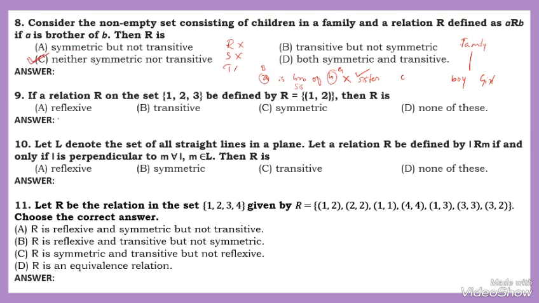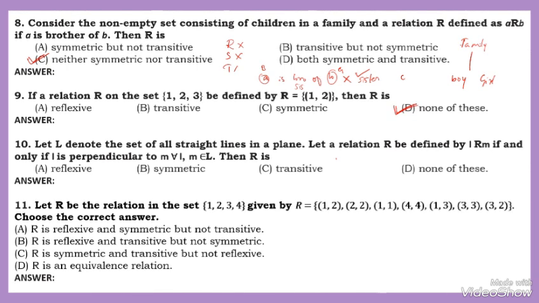Next, question number 9. If a relation R on the set {1, 2, 3} is defined by the relation (1, 2), here there is only one pair present, so there is no comparison of the relation. That's why none of these. The answer is none of these.